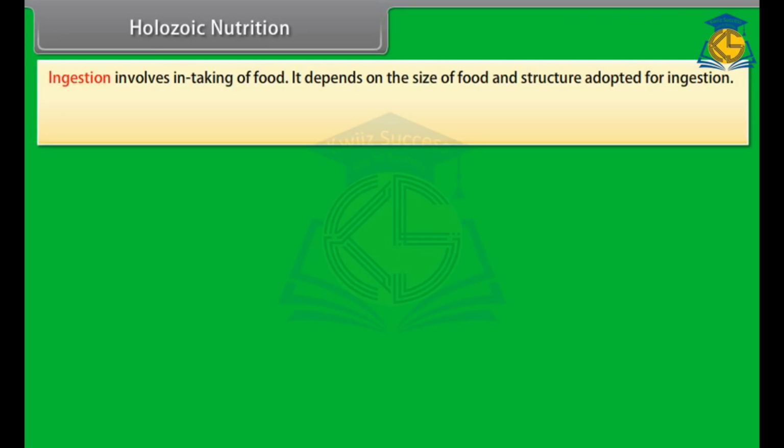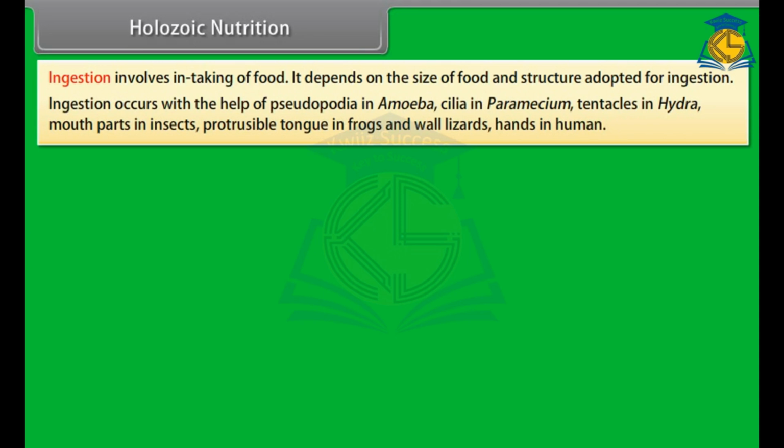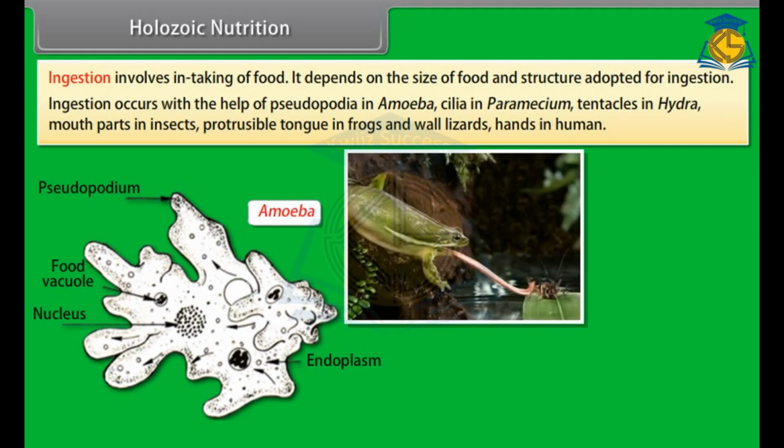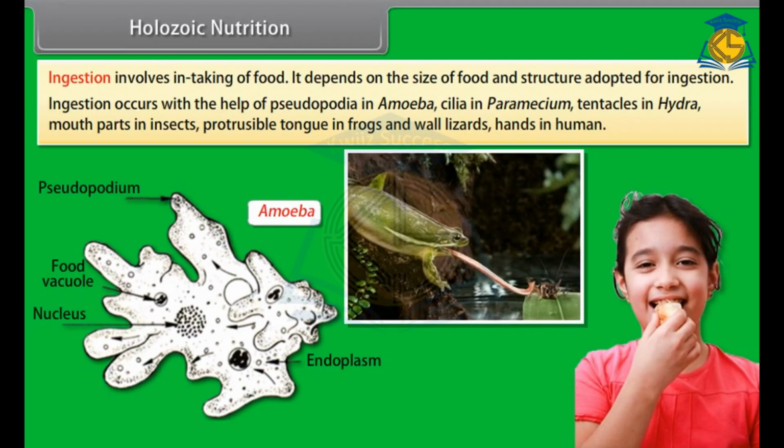Ingestion involves intaking of food. It depends on the size of food and structure adopted for ingestion. Ingestion occurs with the help of pseudopodia in amoeba, cilia in paramecium, tentacles in hydra, mouthparts in insects, protrusible tongue in frogs and wall lizards, hands in human.